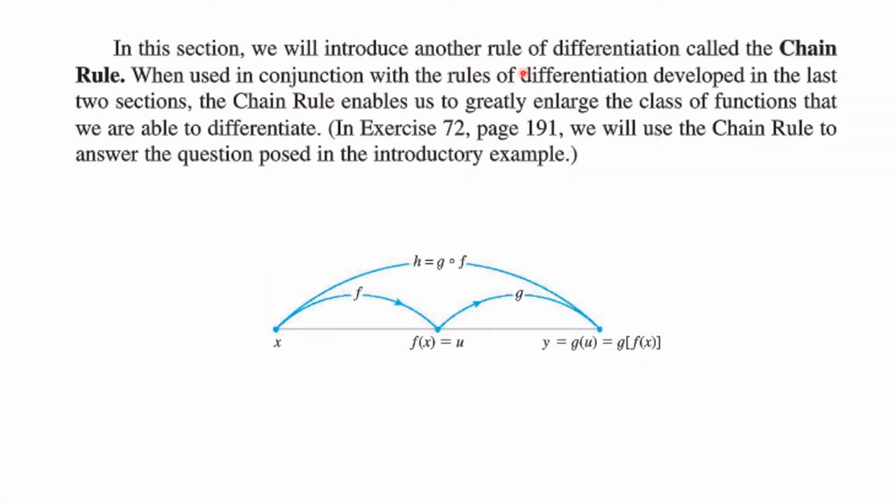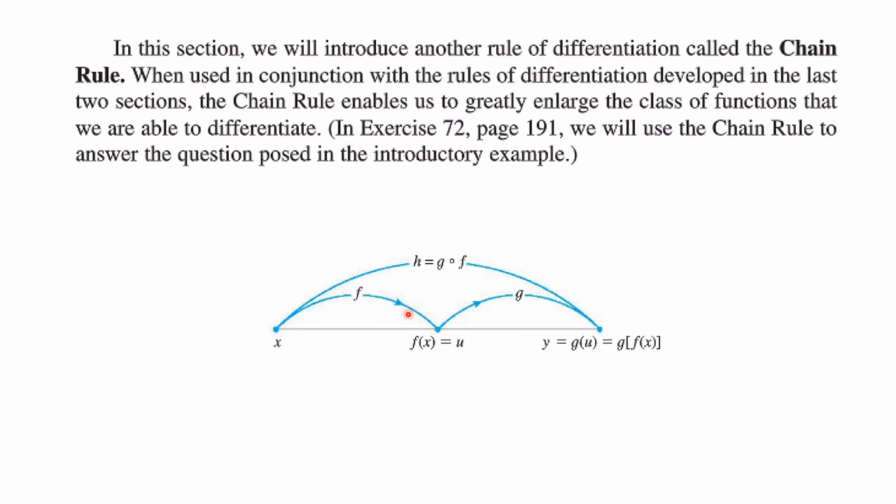So we're introducing another rule of differentiation. It's called the chain rule because this picture looks something like a chain. When you use this in conjunction with the rules of differentiation that we've talked about already, it greatly enlarges the class of functions that we're able to differentiate. And the basic issue is that we're doing composition of functions.